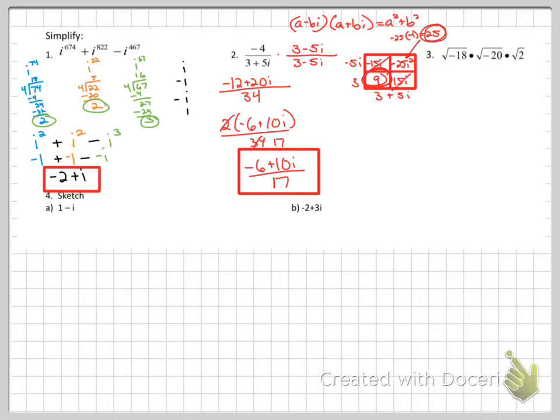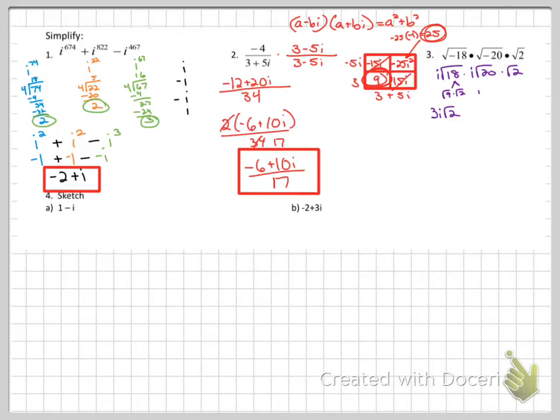When you see negatives under the square root, you know you should take out that as an i. So I have i root 18 times i root 20 times root 2. Now you're welcome to try to do 18 times 20 times 2, but I prefer to make things smaller. So root 18 is root 9 times root 2. Square root of 9 is 3, so this is 3i root 2.